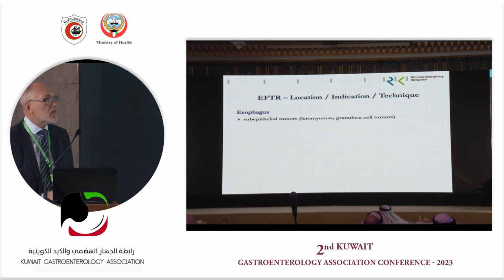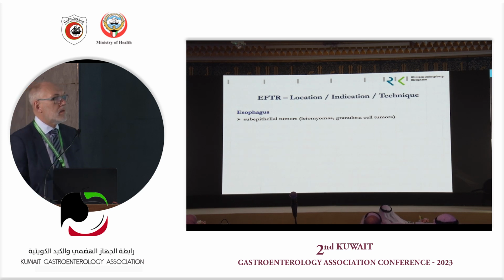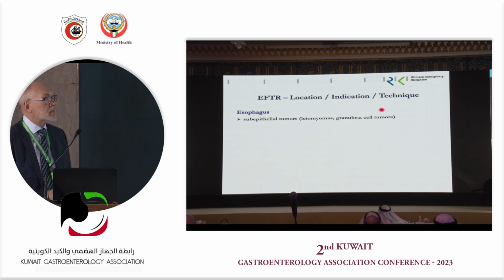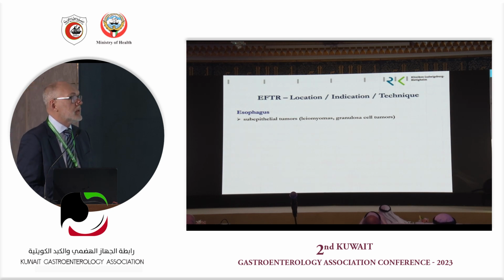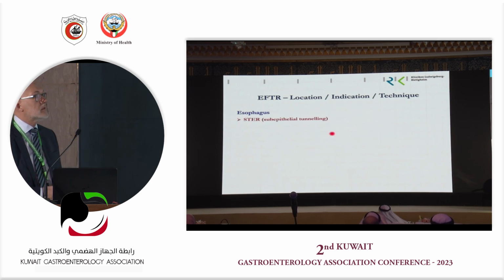If you're looking at the esophagus, you're only dealing with subepithelial tumors, leiomyomas or granular cell tumors. There's hardly ever a GIST, and if it's a GIST, it's at the GE junction. In the tubular part of the esophagus, almost always benign tumors. You can leave them. You need to treat them only if they're making symptoms. And then you go for the STER, the subepithelial tunneling resection.